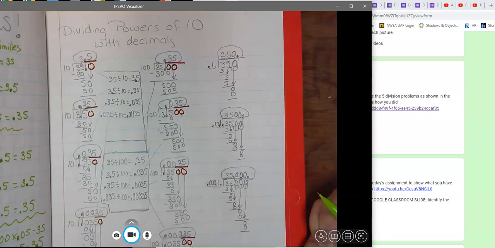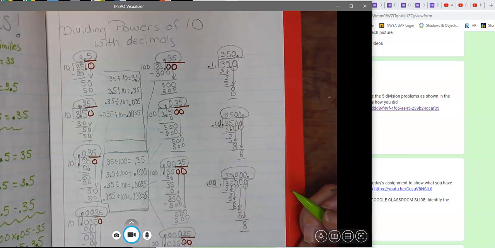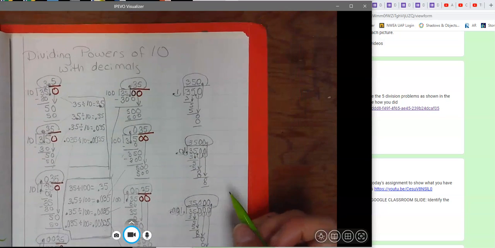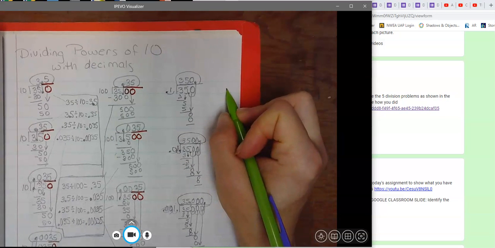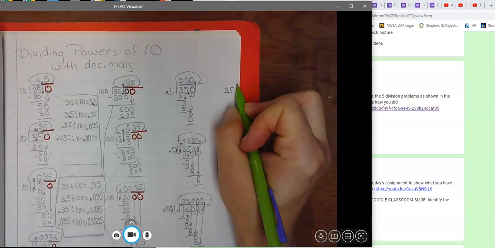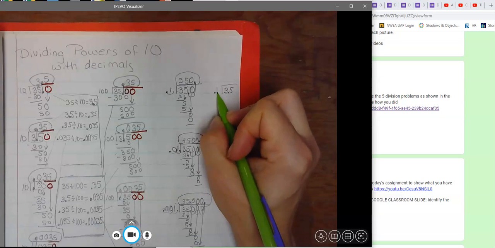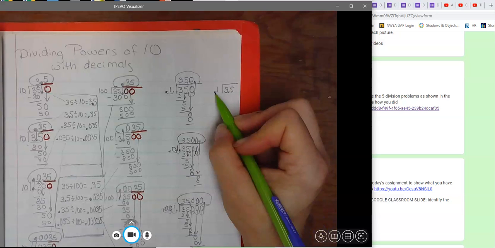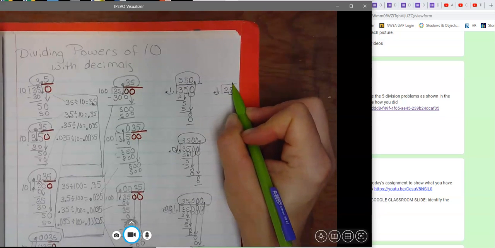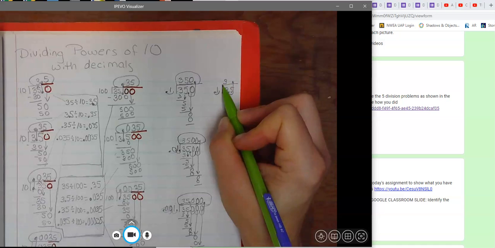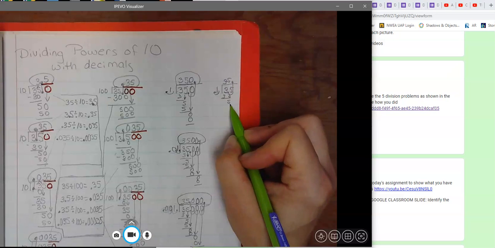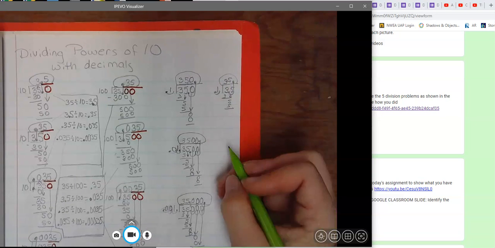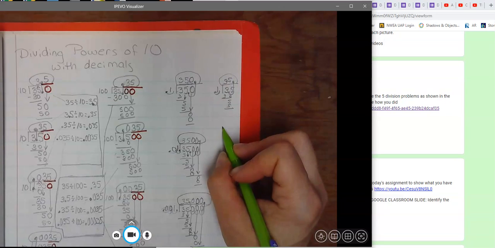35,000 is my final answer here. All right then. One more pattern. 3 more divisions. We are going to start with 3 5/10 and divide that by 1/10. Move the decimal once in each place. 3 times 1 is 3. Bring down the 5. 5 times 1 is 5. There's my final answer.